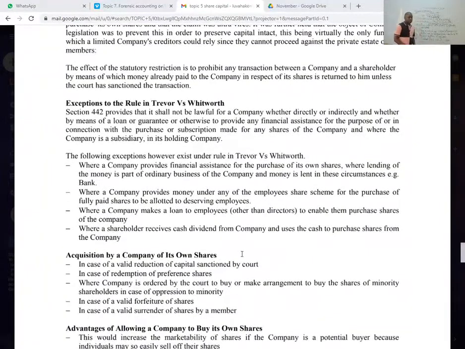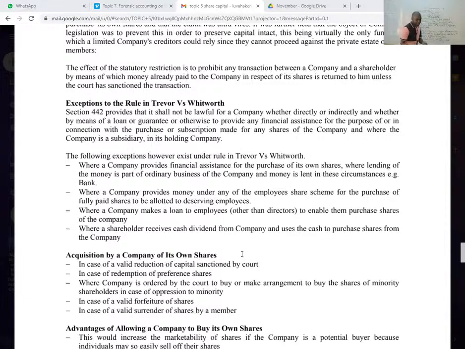So the following exceptions exist under the rule of Trevor versus Whitworth. When they talk about exceptions, they mean that under these particular circumstances, a company can even purchase its own shares. So that rule does not actually prevail under those circumstances, or the company can alternatively give another person money, then he goes and basically buys the shares of the company indirectly.